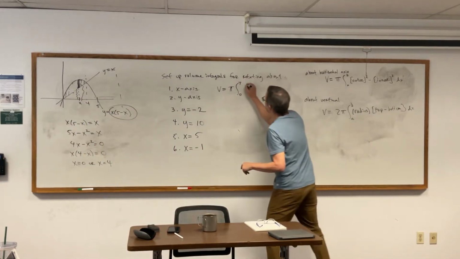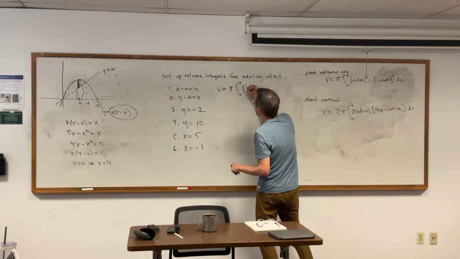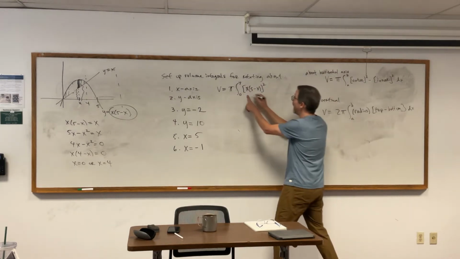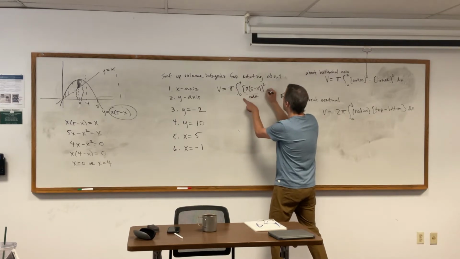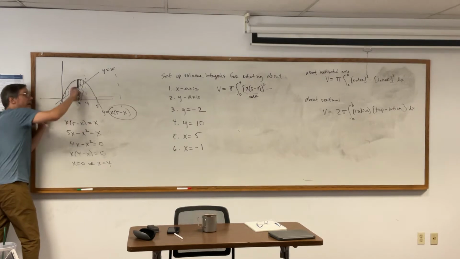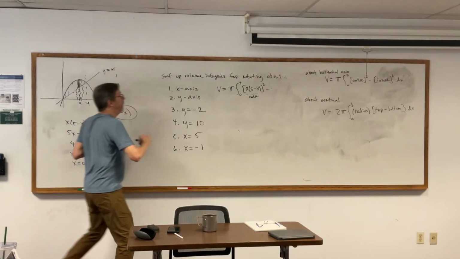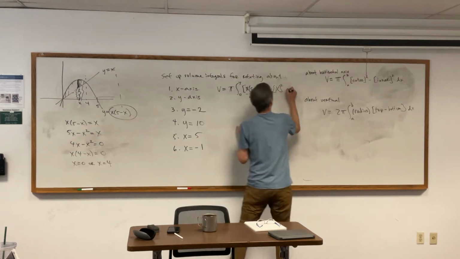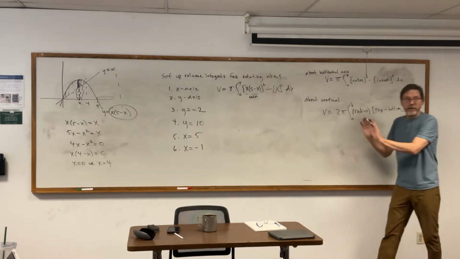So this is going to be, in parentheses, x times 5 minus x squared. So this is my outer. And then minus this inner radius, which is just this distance here, the x function. Like that. So that's my first one.